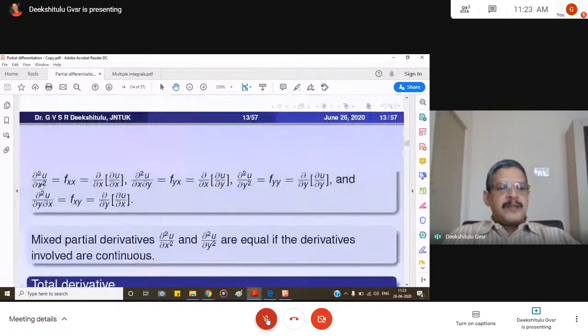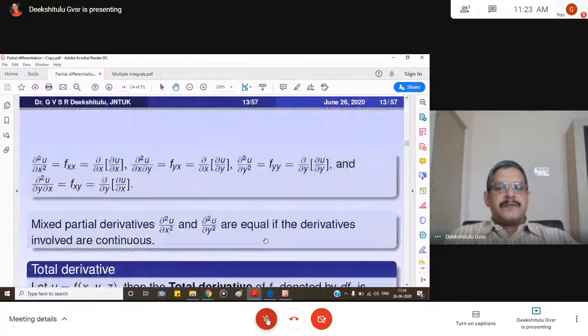These, ∂²u/∂y∂x and ∂²u/∂x∂y, are called mixed partial derivatives. Sorry, this is a mistake here, I will correct it. Mixed partial derivatives are equal if the derivatives involved are continuous. That means ∂²u/∂x∂y and ∂²u/∂y∂x are equal if the derivatives involved are continuous.